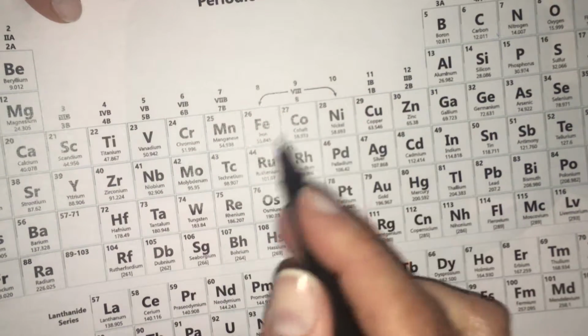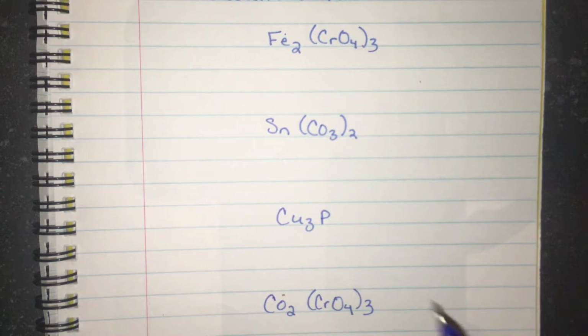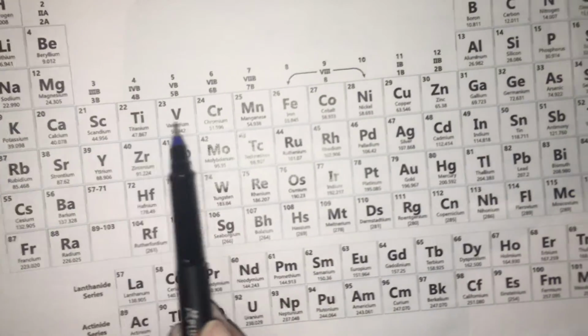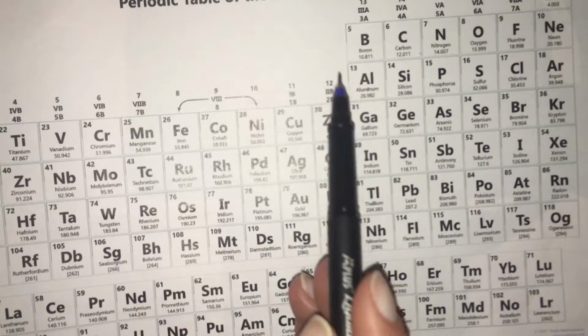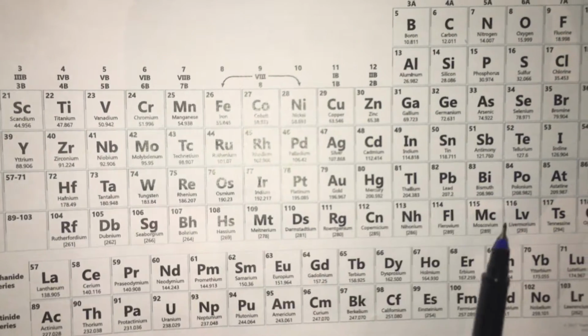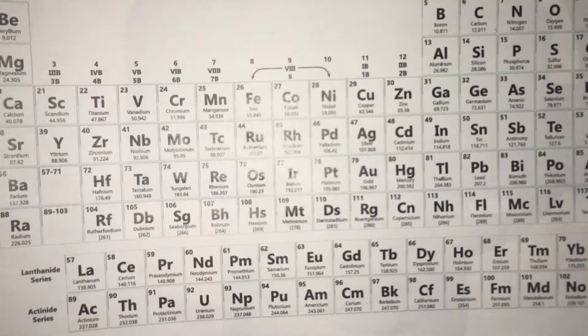Anyways, all of those have multiple charges. So in this case, we will have to add a Roman numeral. A good rule is if it is a transition metal, if it's any of these and a little bit further down to the left of the staircase, but not group 1 and 2, you're probably going to have to do a Roman numeral.